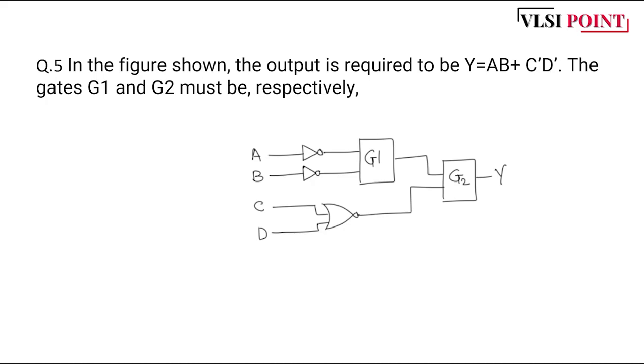Question number 5. In the figure shown, the output is required to be Y equals AB plus C bar D bar. The gates G1 and G2 must be respectively.